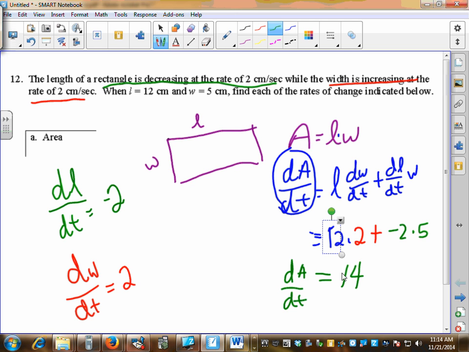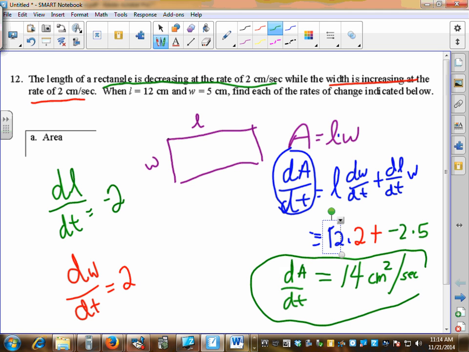So, Nick, what are our units for area in this problem? Centimeters. Wait, just a second. Right, because it's area, right? And what about our time unit? You see, centimeters squared is area. Time is in what in this problem? Seconds. Right. So at that time, is the area of that rectangle increasing or decreasing? Increasing. Okay, we got it.